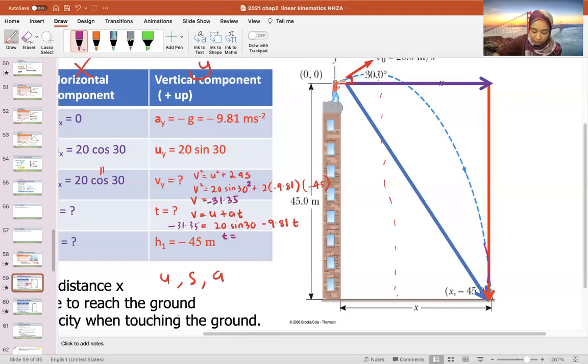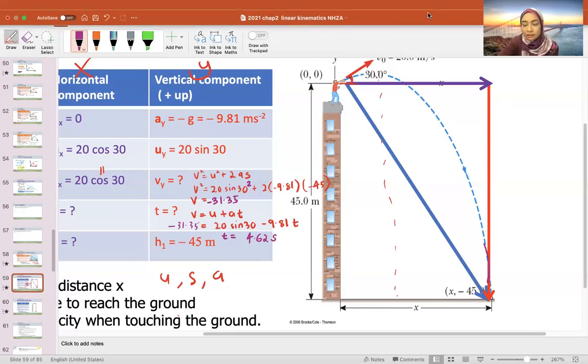So I don't know what the answer is. Let's calculate this together. Minus 20 sine 30 divided by minus 9.81. We get 4.62 seconds. Right? Did anyone get something different from me?